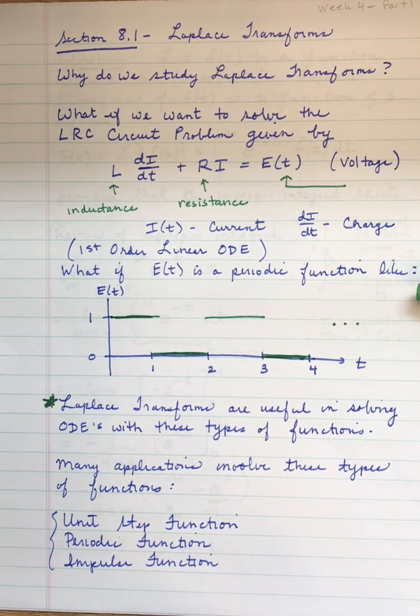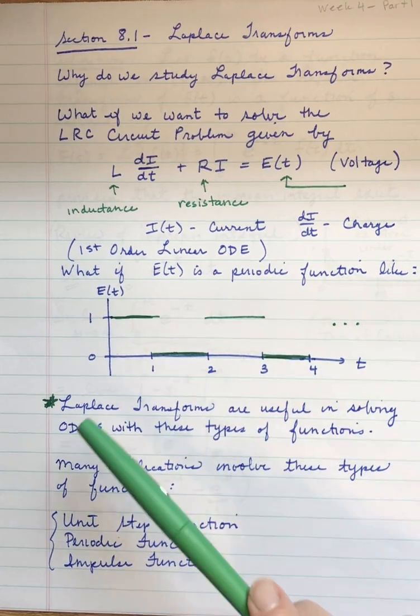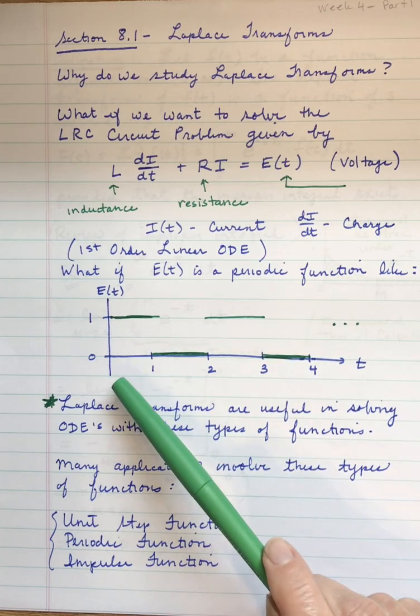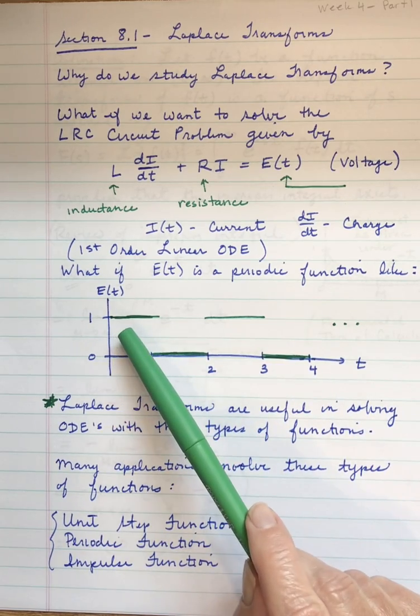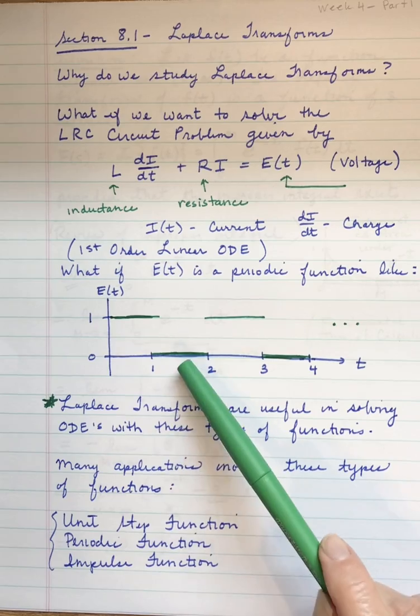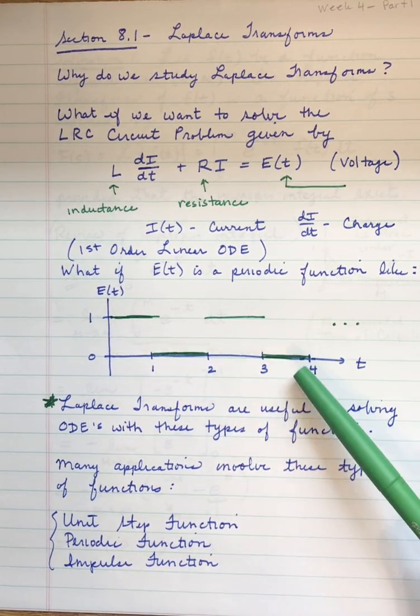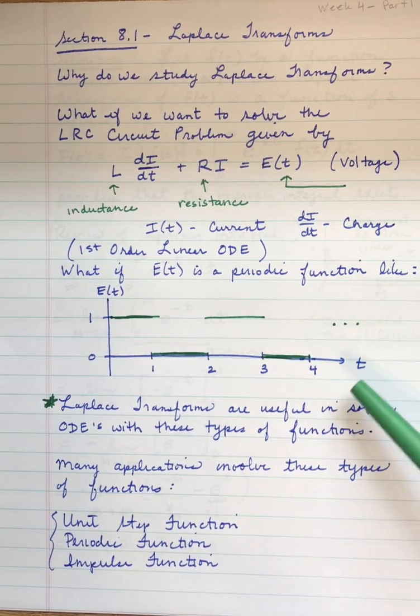What if it was defined as a periodic function, like this picture that I have here? So let's say these are defined in seconds, the time. What if from 0 to 1 second the voltage was 1, then from 1 to 2 it was 0, then from 2 to 3 it was back to being 1, from 3 to 4 it was 0, and it just kept continuing like this. Now up to this point we really wouldn't have a way to do this problem other than very complicated procedures. So that's why we study Laplace transforms.